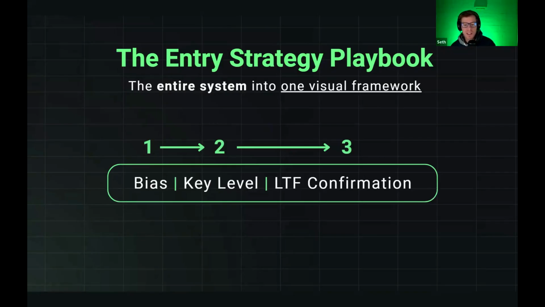You know, the more times we can go over the same thing in different ways and simpler ways, the more it can start to make sense. So it's going to have a three-step formula: the bias, the key level, and the lower time frame confirmation. Those are basically, if we sum up the whole strategy, it's made into those three aspects.